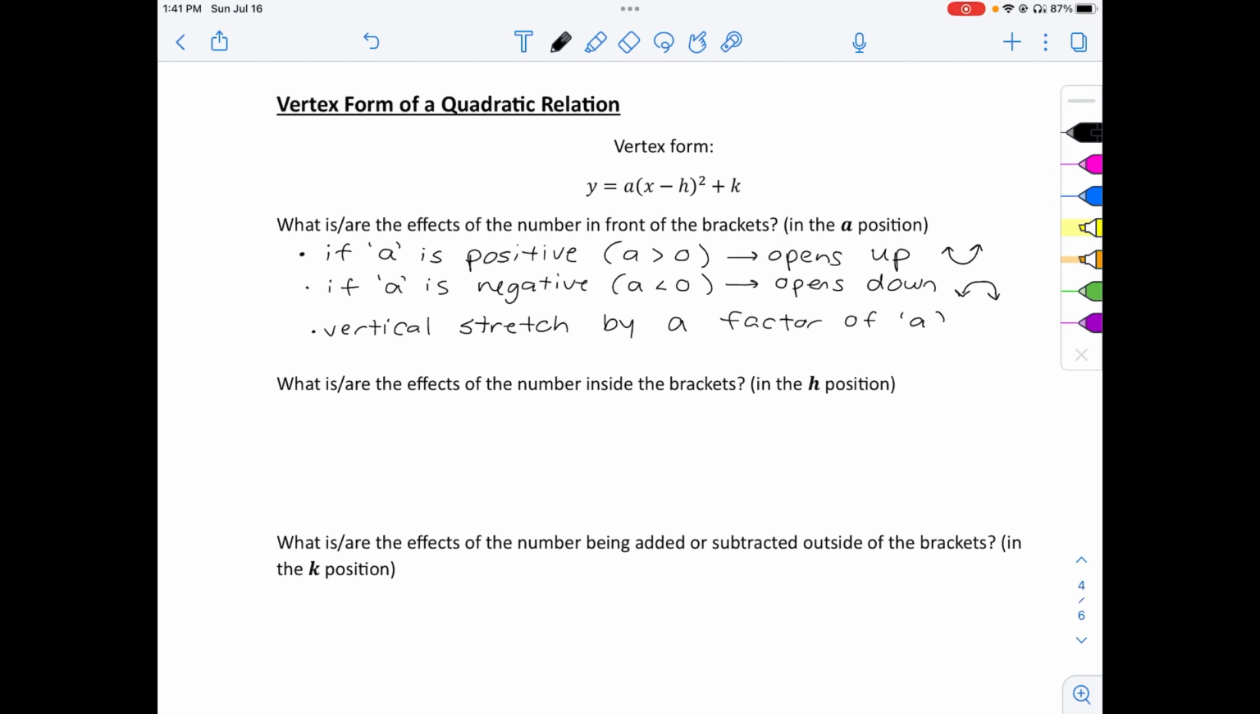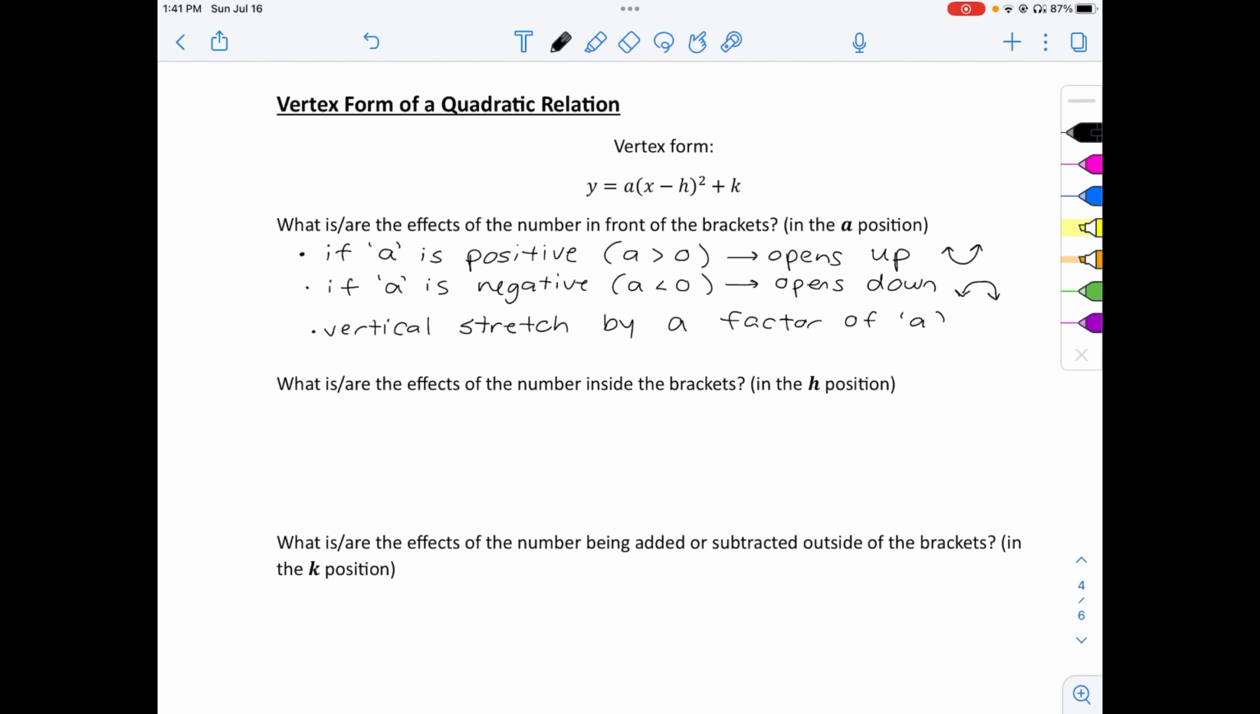We'll look at some actual examples with numbers in a little bit. But that's what the a value, the number in the a position, is going to tell us. It tells us two things. It tells us if the curve is opening up or down. Positive is up, negative is down. And it tells us what the vertical stretch factor is.